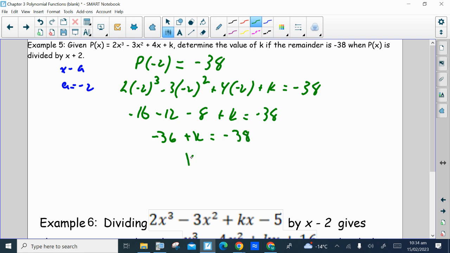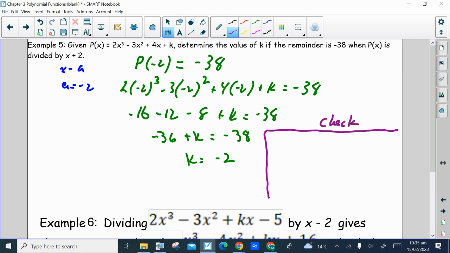And then to get k by itself, you would add 36 to both sides. And there's our answer. That is our k value. K must equal negative 2. Now we can check this. Let's check it using synthetic division to make sure. So over here is our check.